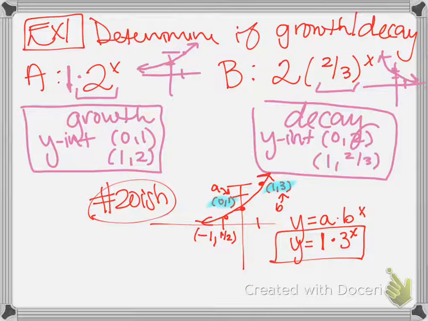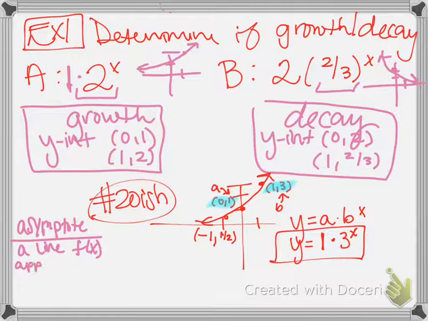Now, I do want to point out something: in all of these pictures, the line that we draw every time gets really, really close to the x-axis, but it doesn't ever actually touch it. And something you need to know about that is that it is called the asymptote. I think that's how you spell it, I'm not really sure. But the asymptote is a line that the function approaches but never actually touches.